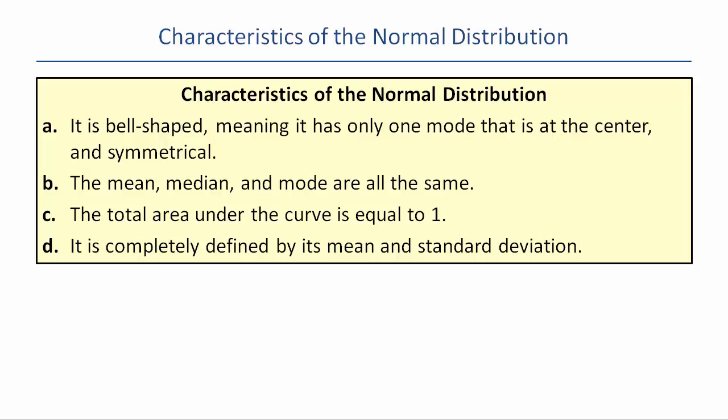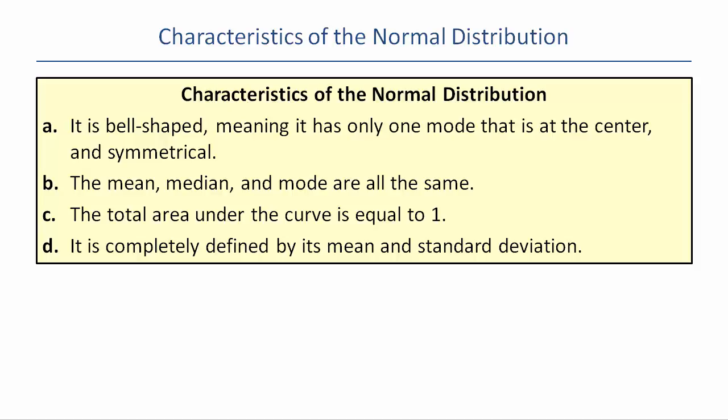Okay, the total area under the curve is always equal to 1. So that's how we can start calculating probabilities, because probabilities have to add up to 1. The area under the curve adds up to 1. So we can now calculate the probability of something happening based on the area between 2 points. And it's completely defined by its mean and standard deviation.